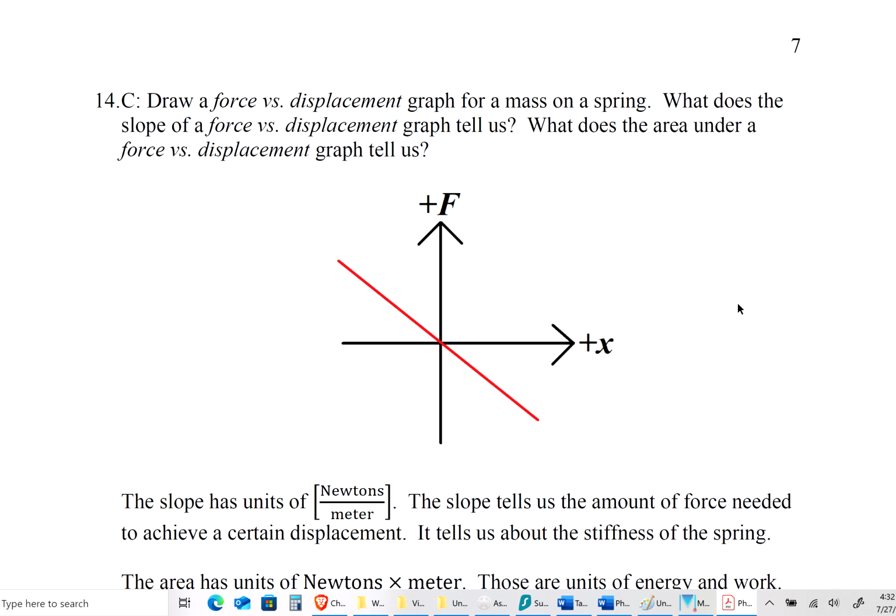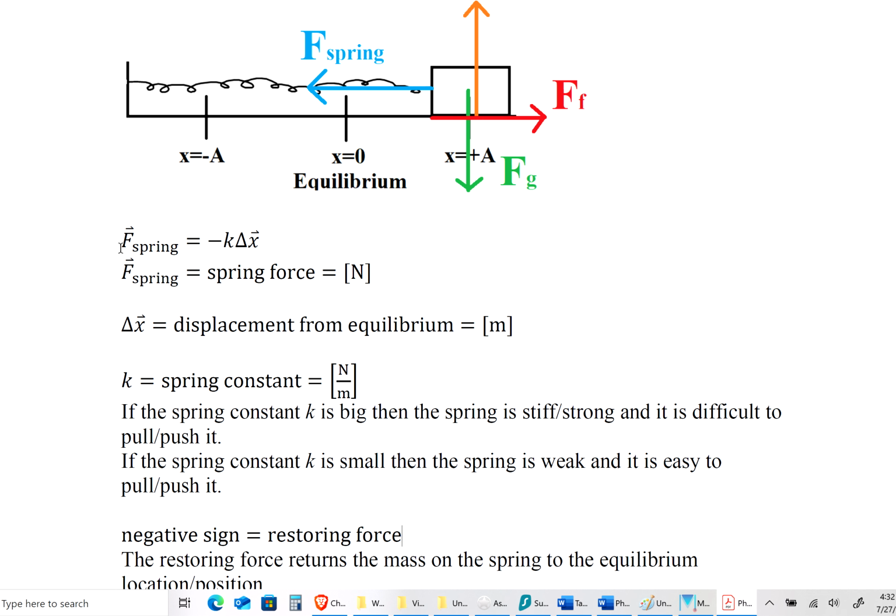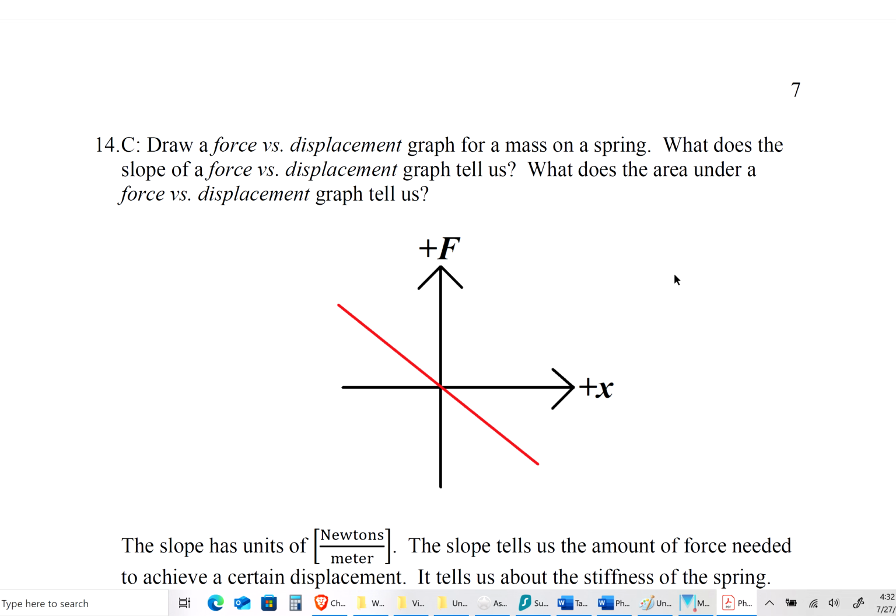Question 14. Draw a force versus displacement graph for a mass on a spring. What does the slope of a force versus displacement graph tell us? What does the area under a force versus displacement graph tell us? So look at this equation: F equals minus k delta x. Let's graph this. Delta x is on the horizontal, force of the spring is on the vertical. Ta-da!